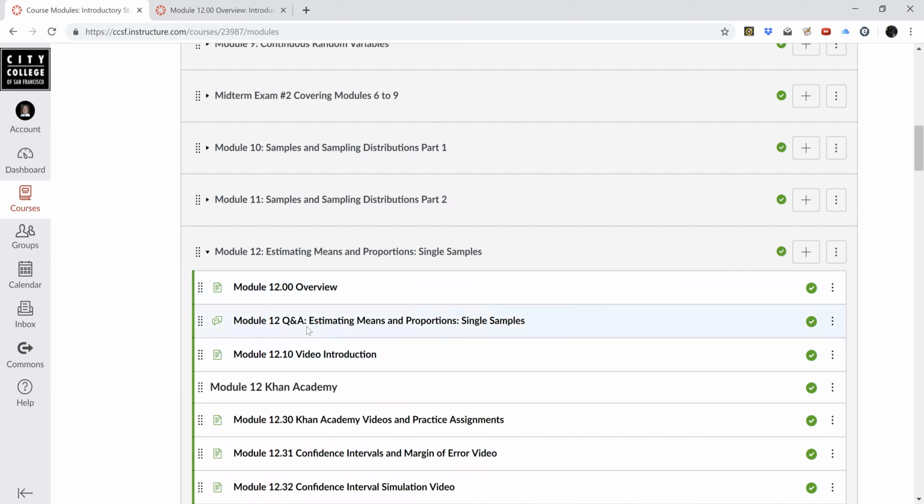We have one more module to do before the next midterm exam, and that will be posted next week. That one is on a concept known as hypothesis testing. So that's what we'll be moving to next.